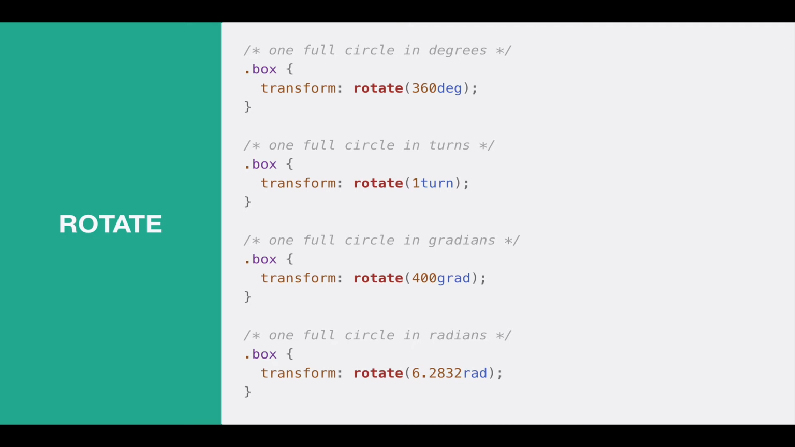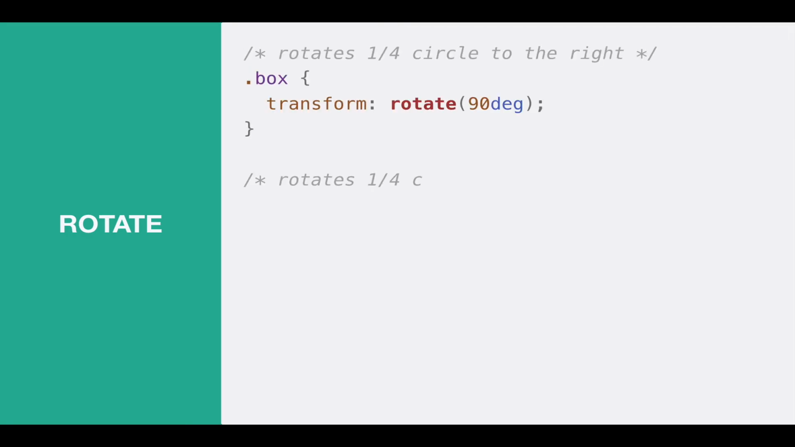All of these do a full circle around. So 360 degrees is a full circle. 1 turn's a full circle. 400 grads are a full circle. And 6.2832 radians is roughly a full circle. Radians is based off of pi, so you can't get an exact number.